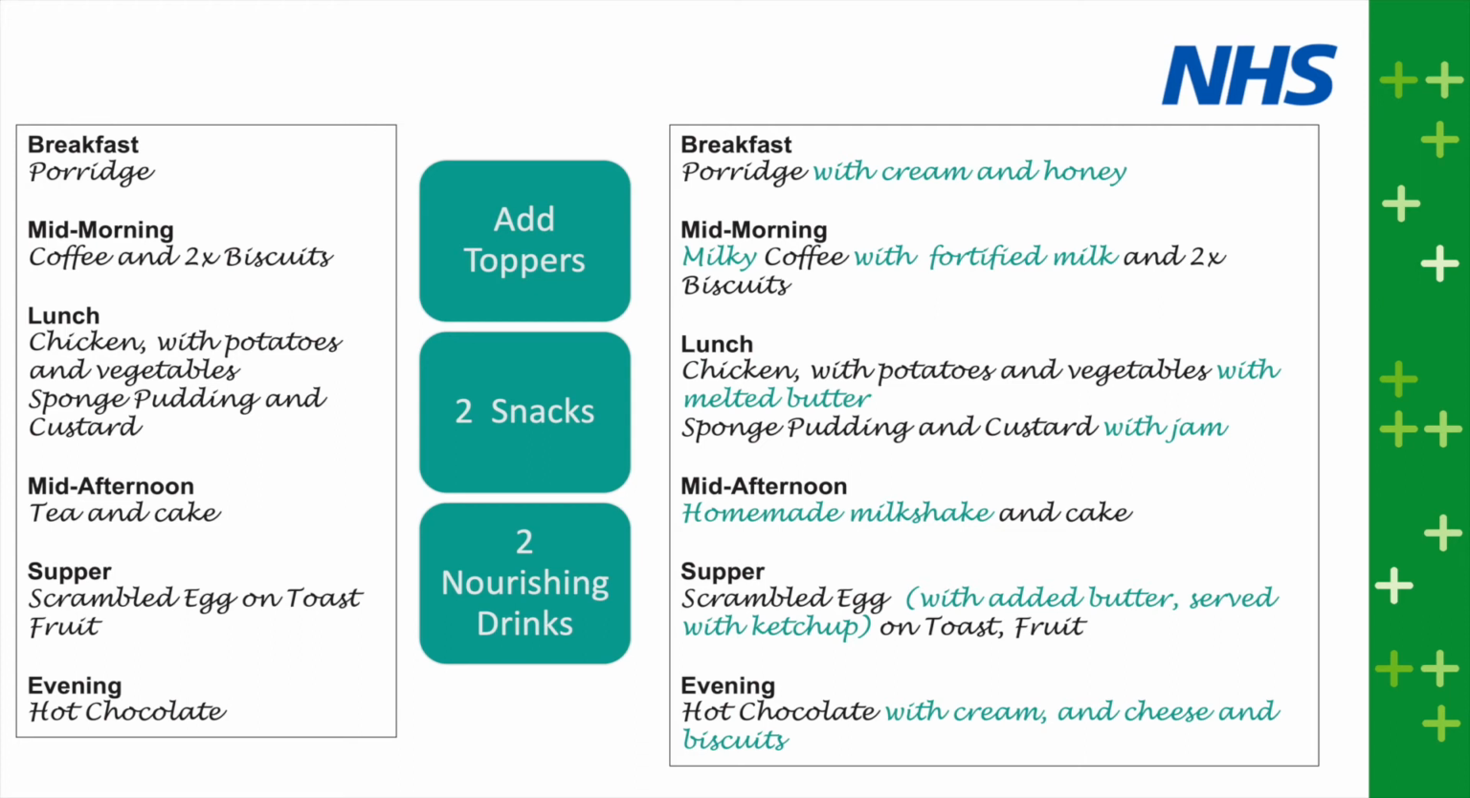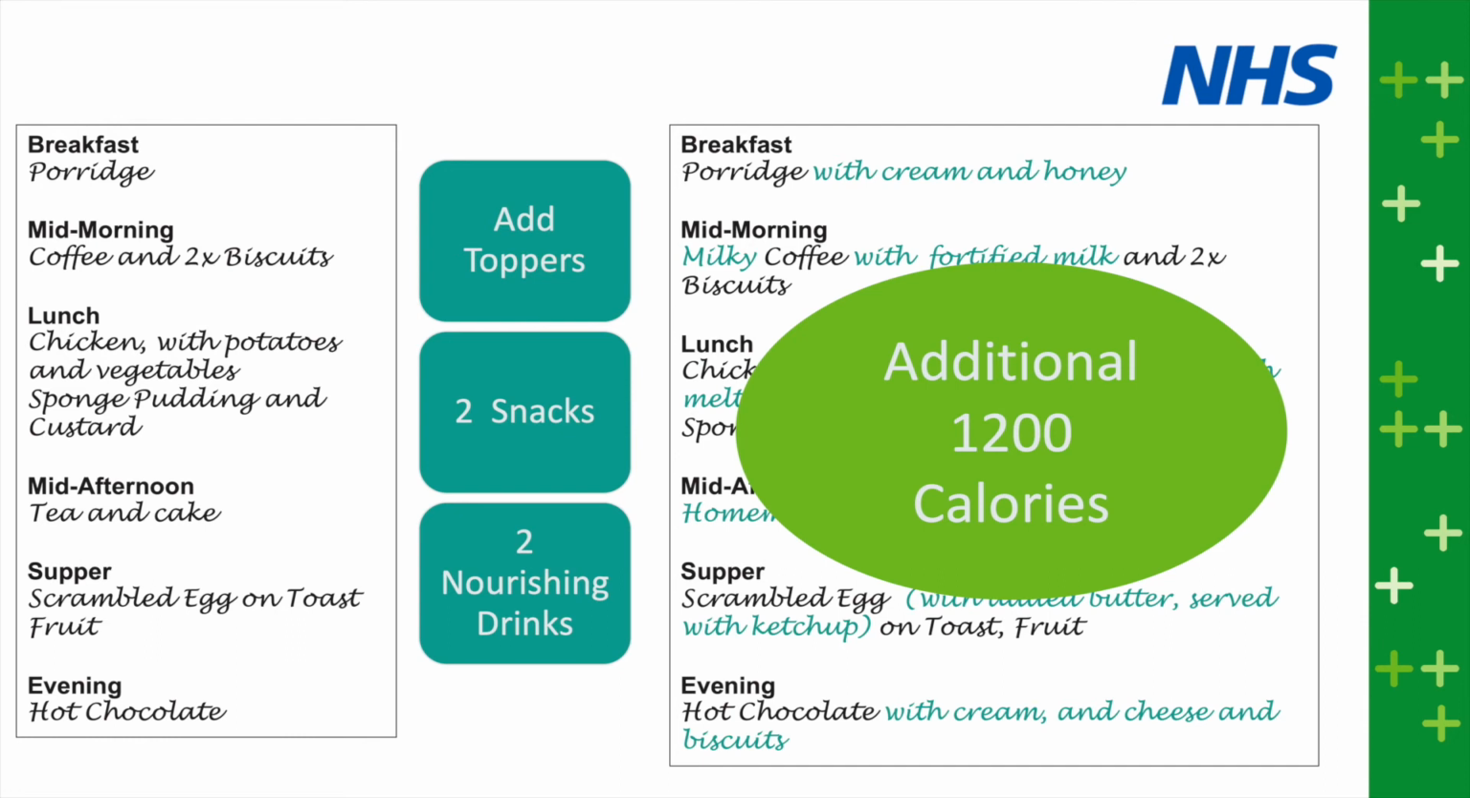And then to the lunch, we add melted butter to the vegetables and some jam to the sponge pudding and custard. We then add in a homemade milkshake along with our cake. And to the scrambled egg, we add butter and serve it with ketchup. And then to our hot chocolate in the evening, we add some extra cream and cheese and biscuits. All of these small changes can add quite a significant extra, so approximately 1,200 calories to your existing diet.